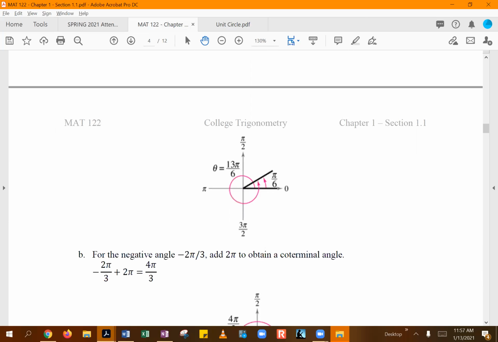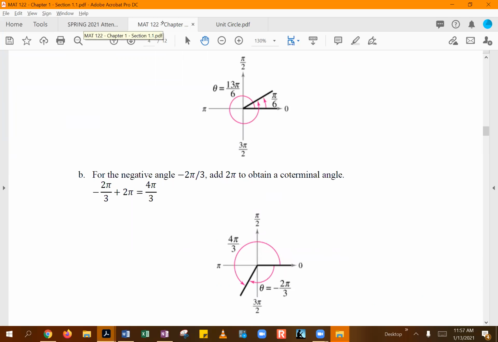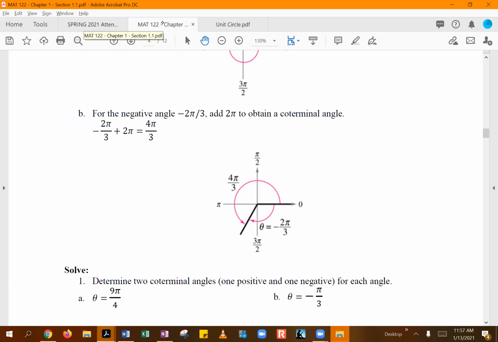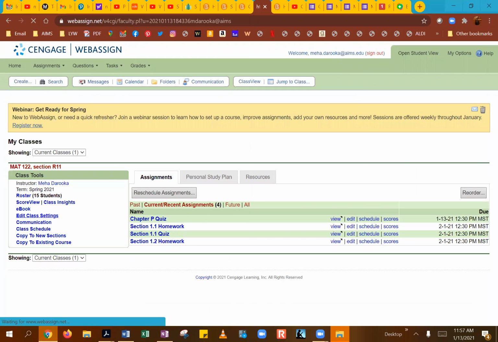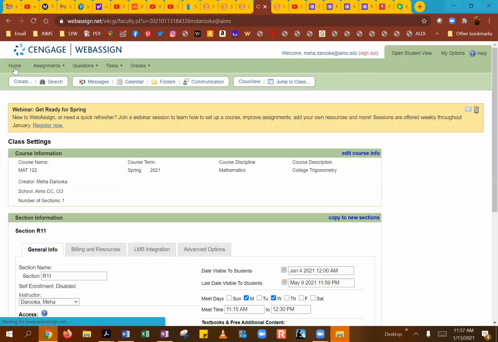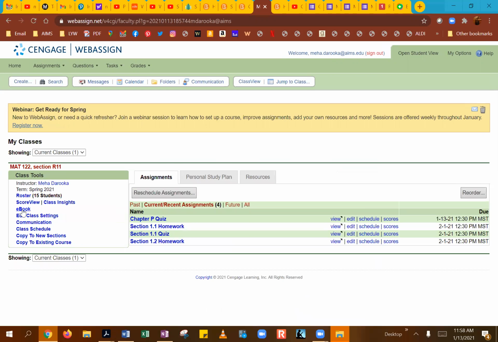So remember what I said, you can go a full revolution to create a coterminal angle, or you can go in the clockwise direction to basically get a negative value for a coterminal angle. I've got some examples from your textbook. Of course, the textbook for you is going to be in a different location than on the instructor side, but you should see it under my ebooks, I think is what they call it. So I'm just going to click on our textbook link over here and go under section 1.1.